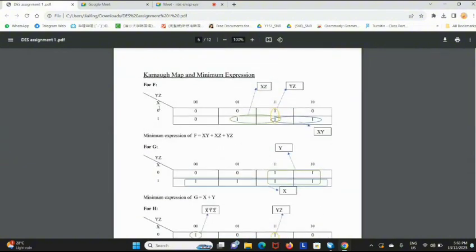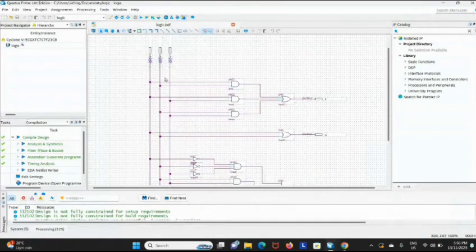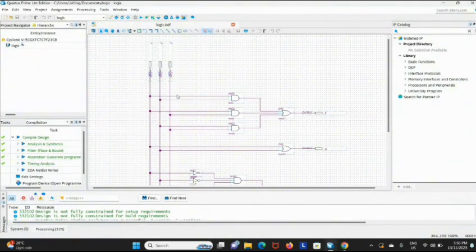Next, we move to the Karnaugh map and minimal expression. Taking F as an example, we can see it contains three loops. For instance, this green loop represents XZ. As a result, the minimal expression of F will be XY or XZ or YZ. In addition, this is the logic circuit in Quartus Prime, and this is the logic circuit of F. It represents the minimal expression of F, which is XY or XZ or YZ.